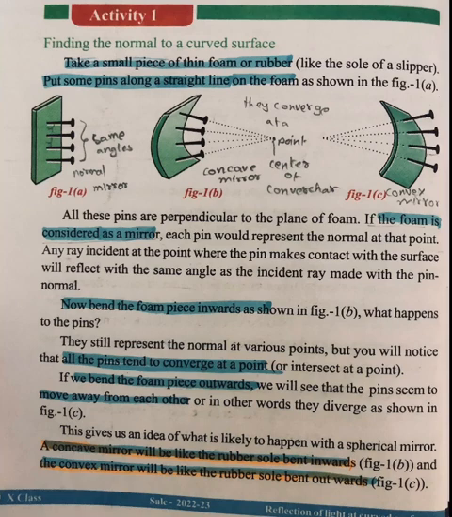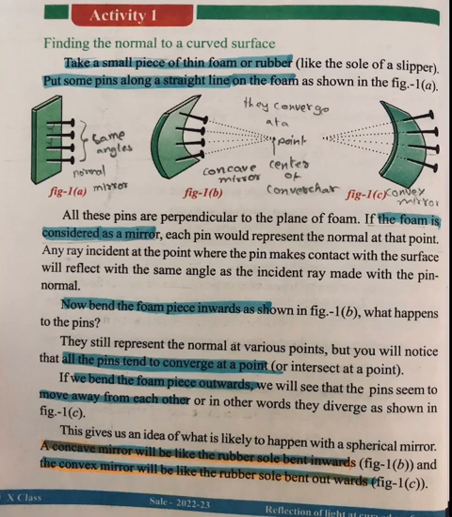Now for a convex mirror, take the rubber sole and bend it outwards. All the perpendicular lines will diverge. When all of these lines are extended backwards, they will all meet at a certain point. This will be the center of curvature of a convex mirror.